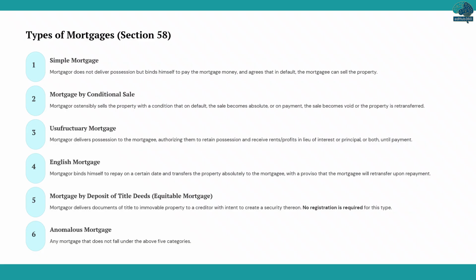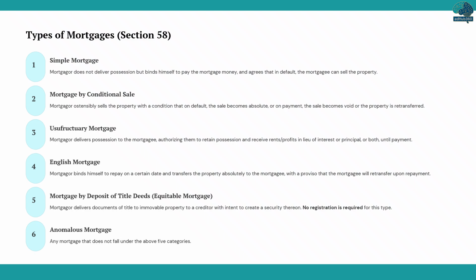An English mortgage involves the mortgagor absolutely transferring the property to the mortgagee, with a proviso for retransfer upon repayment. A mortgage by deposit of title deeds, or equitable mortgage, occurs when the mortgagor delivers property documents to a creditor with intent to create security, requiring no registration. Any mortgage not falling into these 5 categories is an anomalous mortgage.